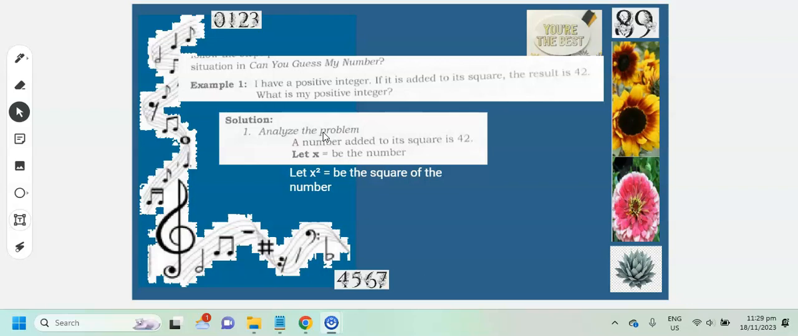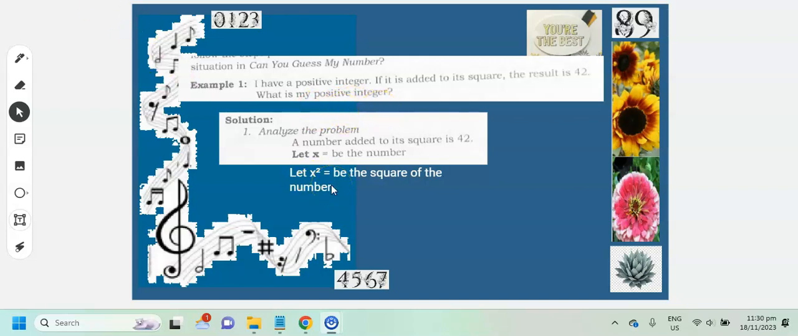Karon, musolve ta og integer problems. We will guess the number, or we will guess the numbers. So let's have example number 1. I have a positive integer. If it is added to its square, the result is 42. What is my positive integer?